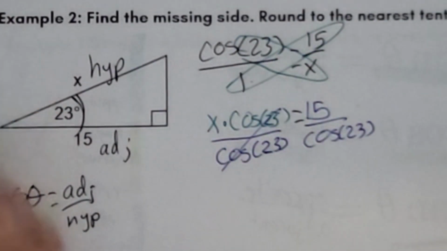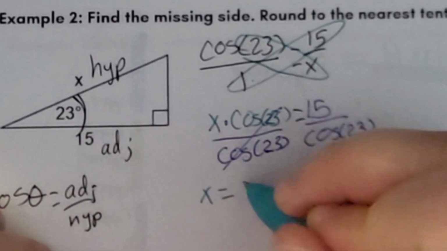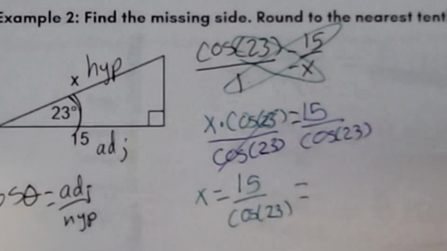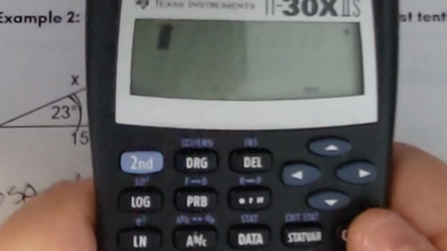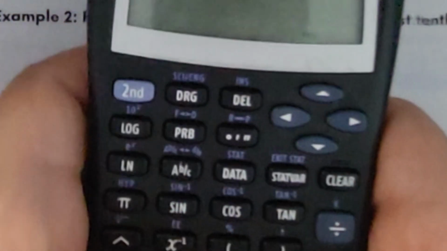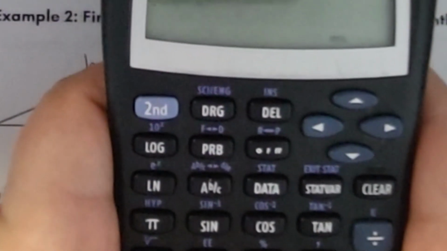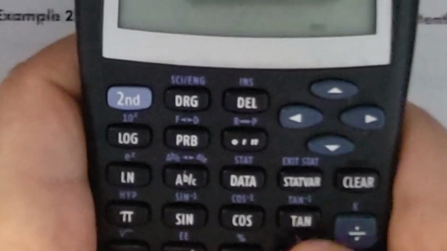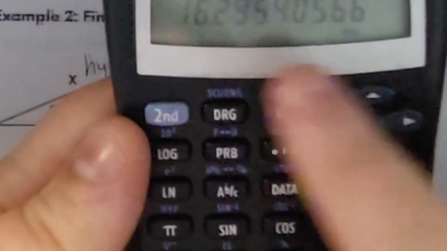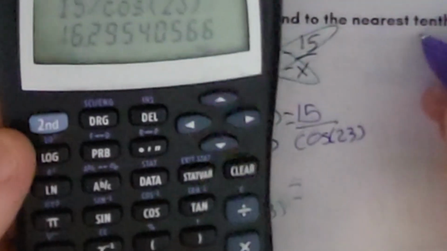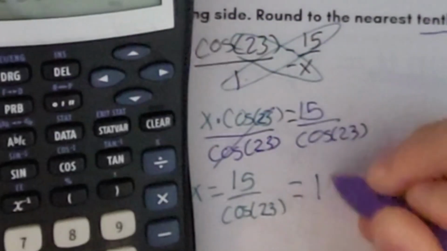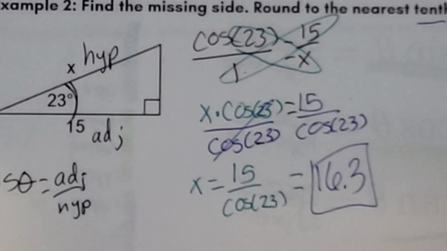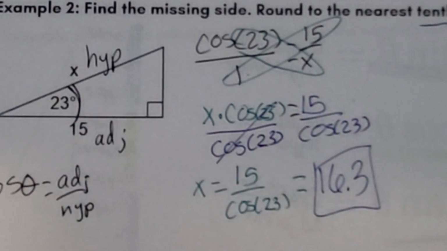Cosine of 23 cancels on the left, leaving us with x equals 15 over cosine of 23, which in a calculator, let's see, it's 15 divided by cosine of 23. We get 16.295. Rounding to the nearest tenth, that's going to be 16.3. And that's it. Let's do one more example.